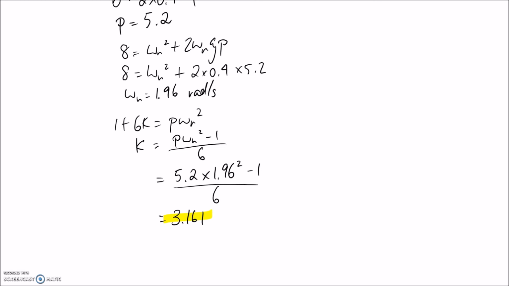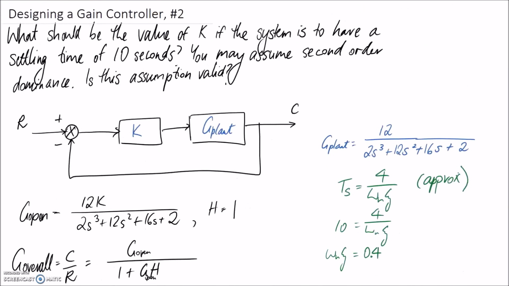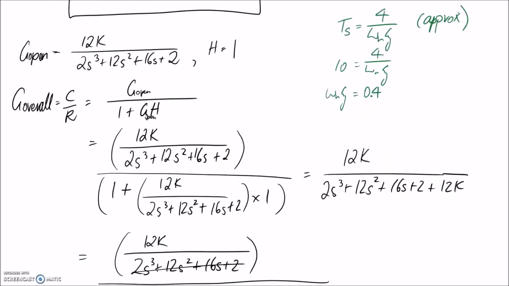So assuming second order dominance, if we set k to be equal to this value within our system, back up here, what we would expect is that we have a settling time of 10 seconds for the system. So now what I want to go and do is double check whether my assumption for second order dominance was actually valid. Because if not, then what we've just calculated is not going to be correct.